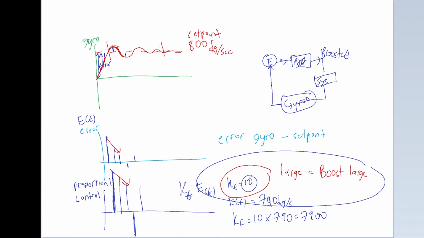So when we want to get a little bit more perfect signal, that is where the integral and the derivative come in. Okay, so that's the end of part 1. So we've learned about proportional. Go to my next video and we'll learn about integral control.